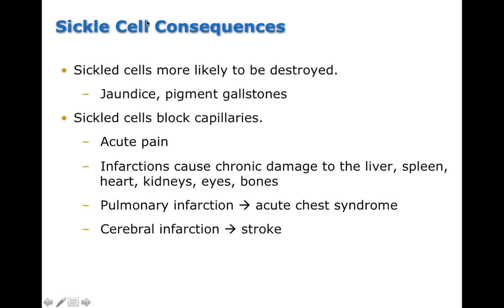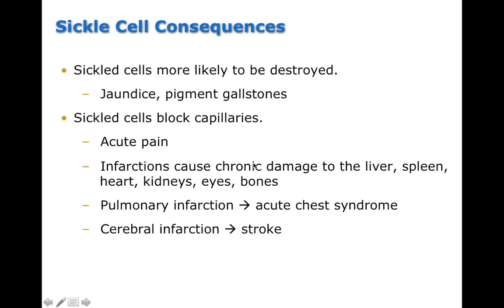So some of the consequences of sickle cell anemia would be things like, well, these sickle cells are more likely to be destroyed, right? Now that leads to things like jaundice and pigmented gallstones, where jaundice is just the accumulation of bilirubin in the tissues, and that makes sense from the breakdown of these red blood cells. And then these gallstones are going to accumulate because of excess heme trying to be secreted by your bile, or excreted rather. Sickled cells can also block capillaries, leading to acute pain.